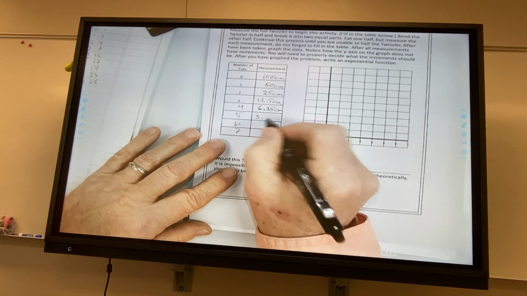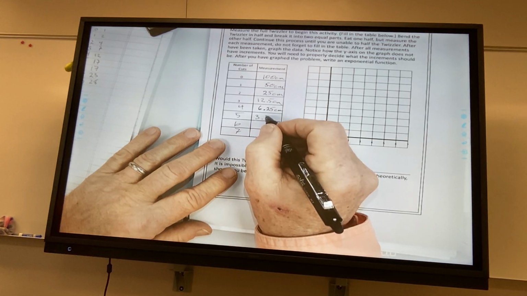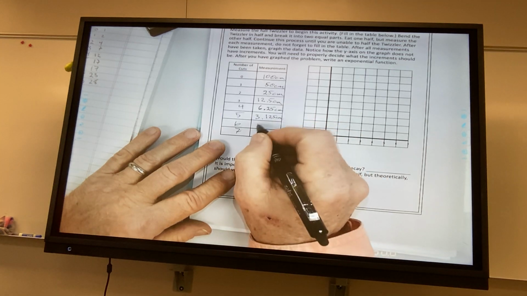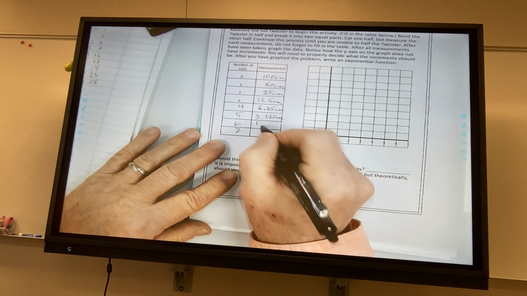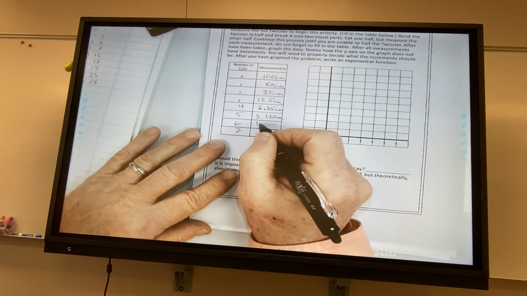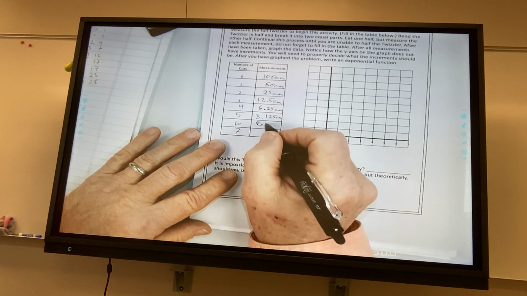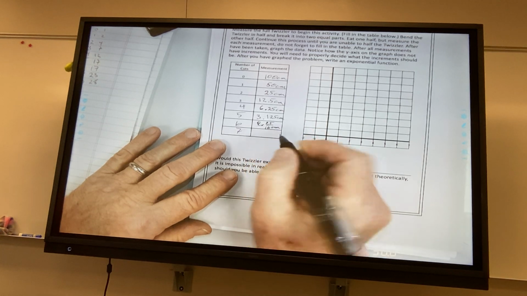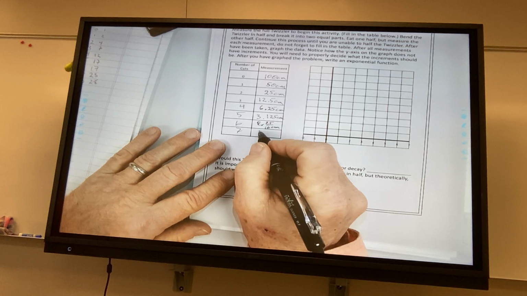And then this was 3.125, or an eighth of a centimeter. Yep. And then this was 1 point, I didn't get the decimal. I just got 9/16. 1 and 9/16 centimeters. Yeah. Or 25 sixteenths centimeters. Uh-huh. And then this would be 25/32 centimeters. Yep.